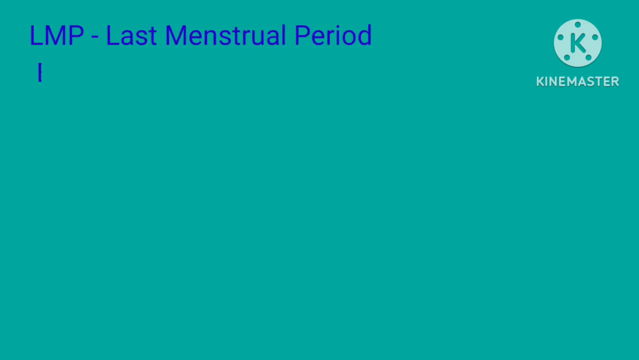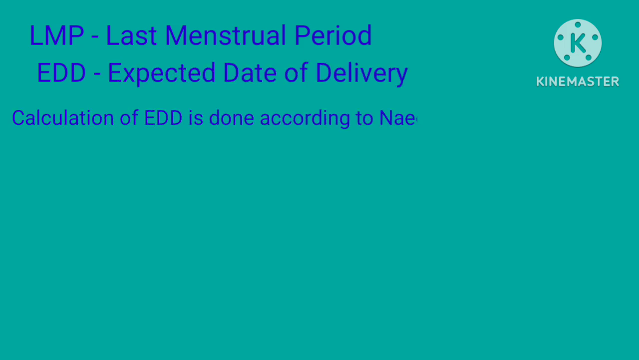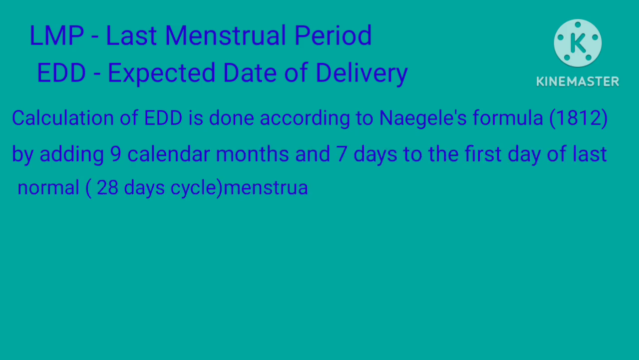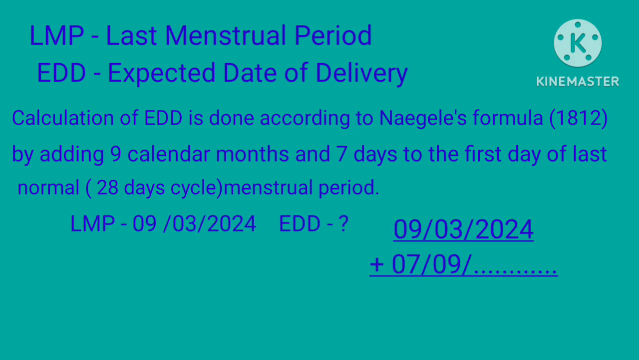Now let me talk about LMP and EDD. LMP means last menstrual period. EDD means expected date of delivery. From the LMP, the expected date of delivery, that is EDD, has to be calculated. So calculation of EDD is done according to Naegele's formula by adding 9 calendar months and 7 days to the first day of the last normal, that is 28 days cycle, menstrual period.